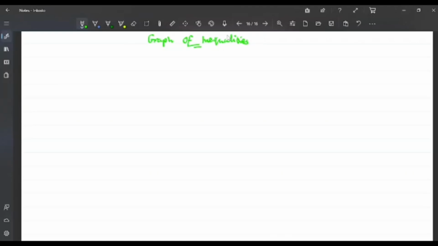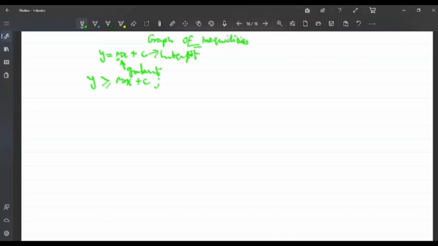You remember that the equation of a straight line can be written in this form: y equals mx plus c, where m is the gradient and c is the intercept on the y-axis. So you can use the same thing for your inequality. In this case, y greater than or equal to mx plus c.